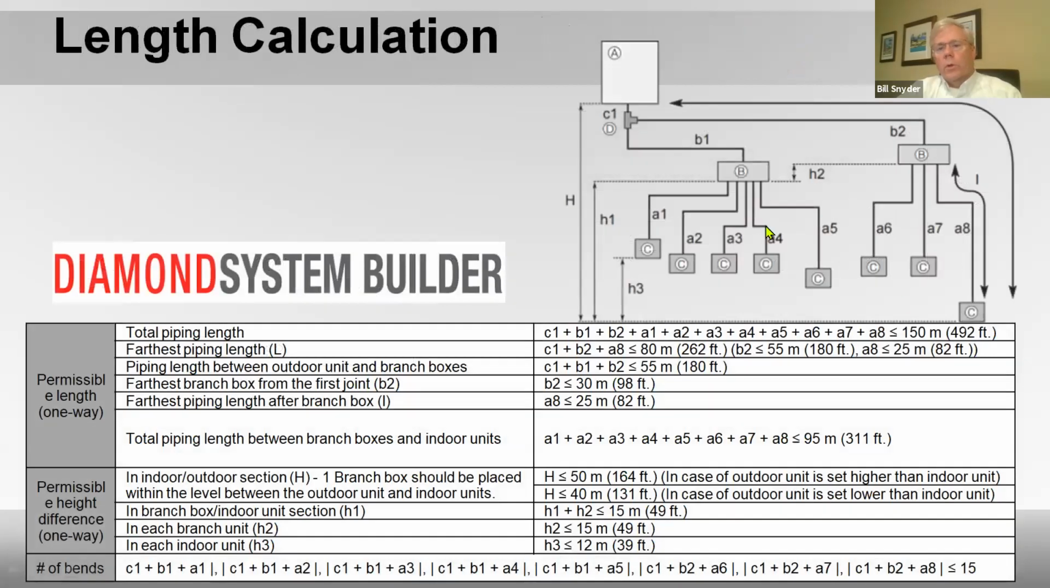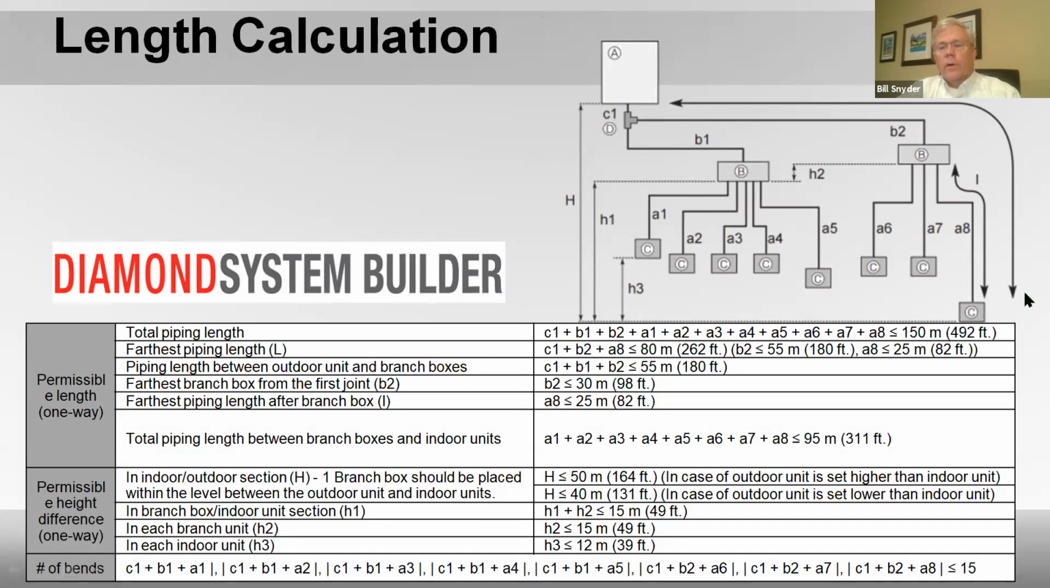Basically, I like to think of this as an eye chart. This is your outdoor unit, and you've got 2 branch boxes on this unit. So you're actually measuring the distance to this T and all the way to the first branch box and to the second branch box, and then you're adding up each line length between all of the units, and you cannot exceed the limits.